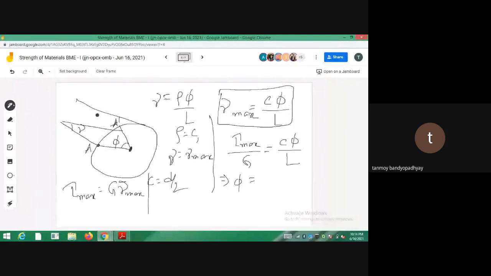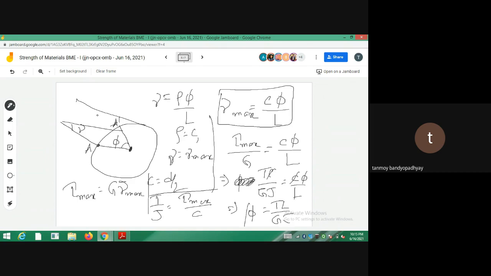Okay, wait, so tau max was again, so now T by J is equal to tau max divided by C. So if I now replace these things, tau max is actually TC by J. So TC by GJ is equal to C phi by L. So C gets cancelled. So phi will be equal to TL by GJ.